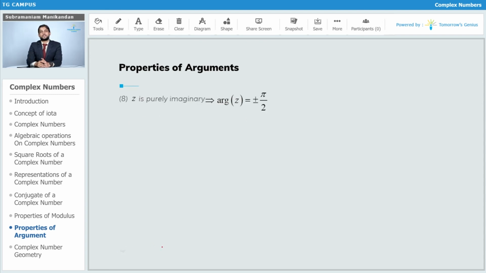If the complex number z is purely imaginary, then the argument of z is equal to plus or minus pi by 2. And if z is a purely real complex number, then argument of z is 0 or pi.